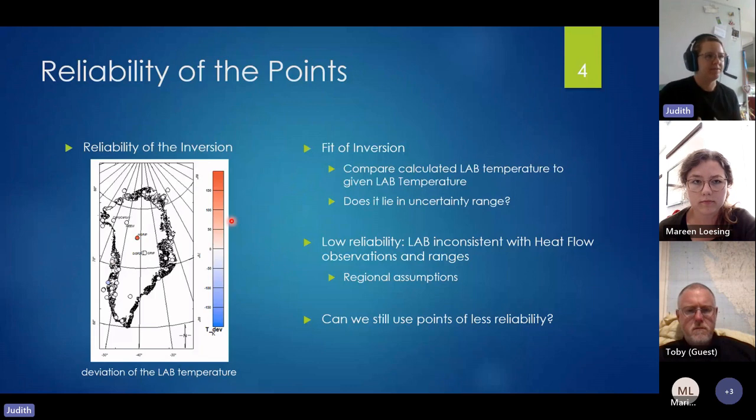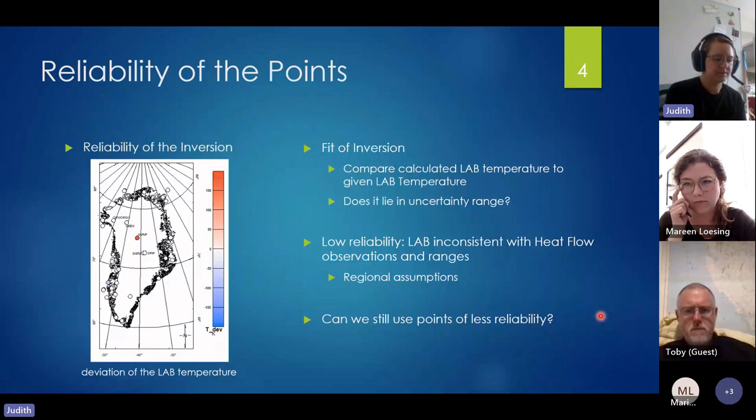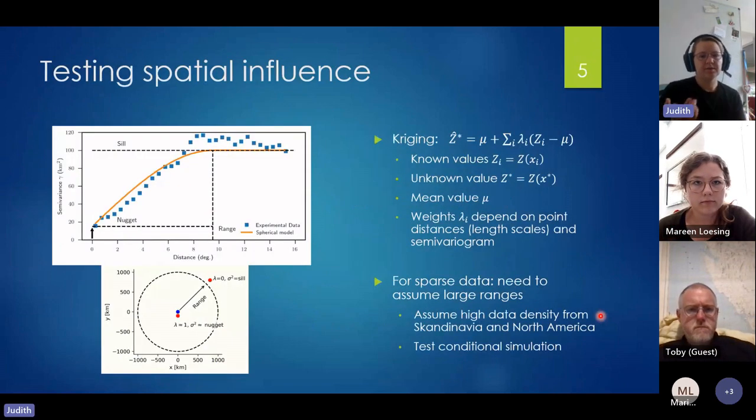So for just interpolating, for example, we would get more regional structures, but we then wanted to find a possibility to include the points of lower reliability to get information on a local scale and still include these points. To do so, we tested the spatial influence with a simple Kriging interpolation.